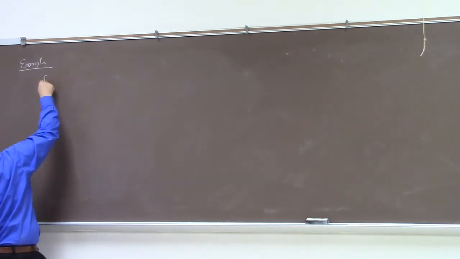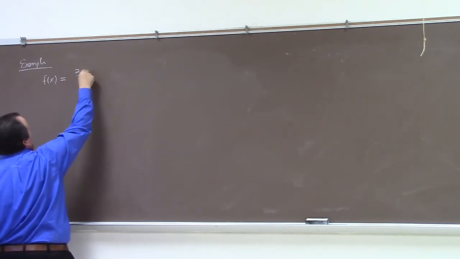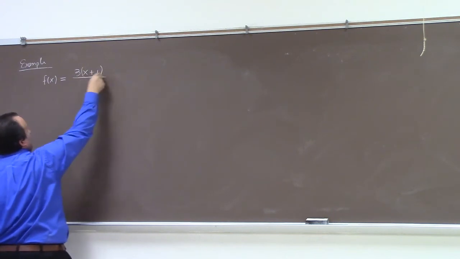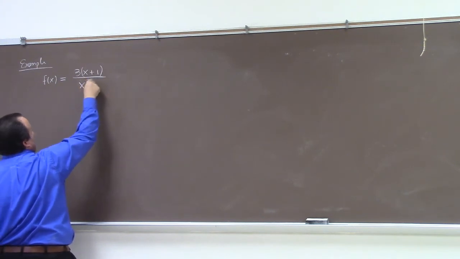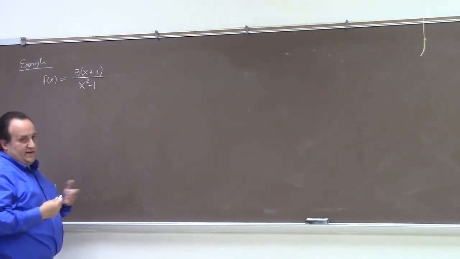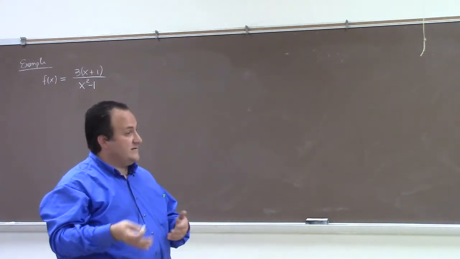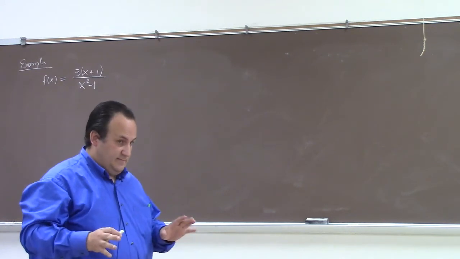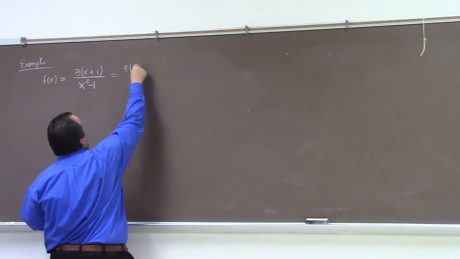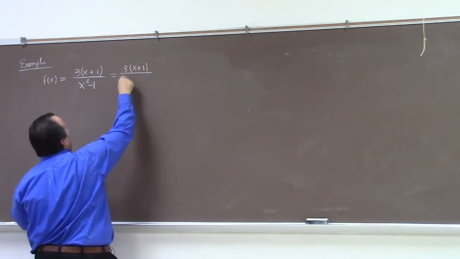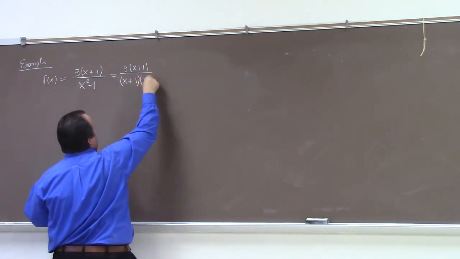If we have f of x equal to 3 times x plus 1 over x squared minus 1. This is a rational function, and it has a vertical asymptote, and it also has a hole in the graph. Let me show you why. So how do you factor x squared minus 1? Difference of squares, right? That's x minus 1 times x plus 1.